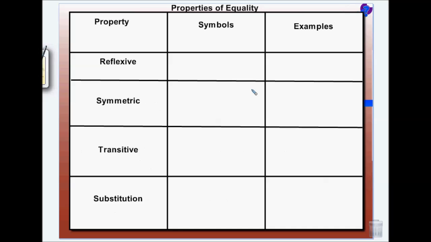Properties of equality, and we're going to use these properties of equality when we're solving an equation. Okay, so reflexive sounds like reflection. And that's what we're going to have. It looks like the same thing on both sides. Exact same order. So 3 equals 3. Okay, and you can remember that one because it looks like a reflection.